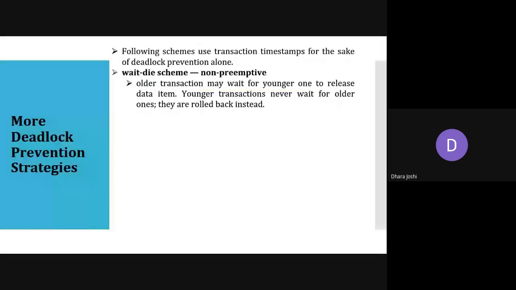A transaction may die several times before acquiring a needed item. In the previous example which we have seen, suppose transaction T3 has requested X, so T3 needs to be rolled back. After some time, T3 tries again and T2 has already acquired it, so T3 again needs to be rolled back. So a transaction like T3 may die several times before acquiring a lock on the particular data item.